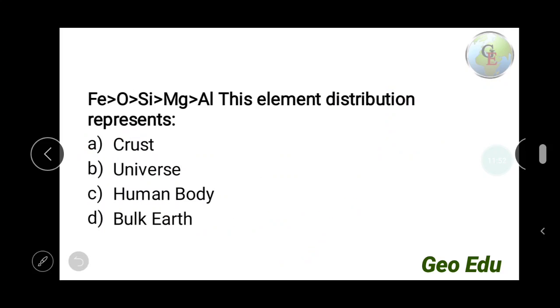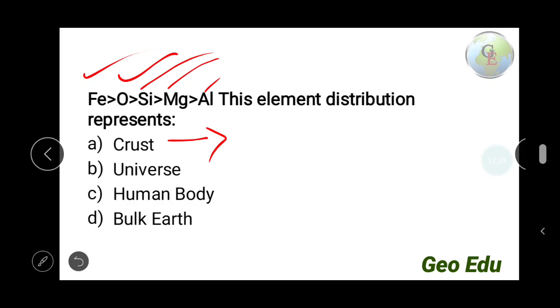Next question. Iron, then oxygen, then silicon, magnesium and aluminum. This is an element distribution given where iron has the higher content, then oxygen, then silicon, then magnesium, then aluminum. Then this element distribution represents what? Means in which you can see this type of elemental distribution. Option A, crust. Option B, universe. Option C, human body. And option D, bulk earth.